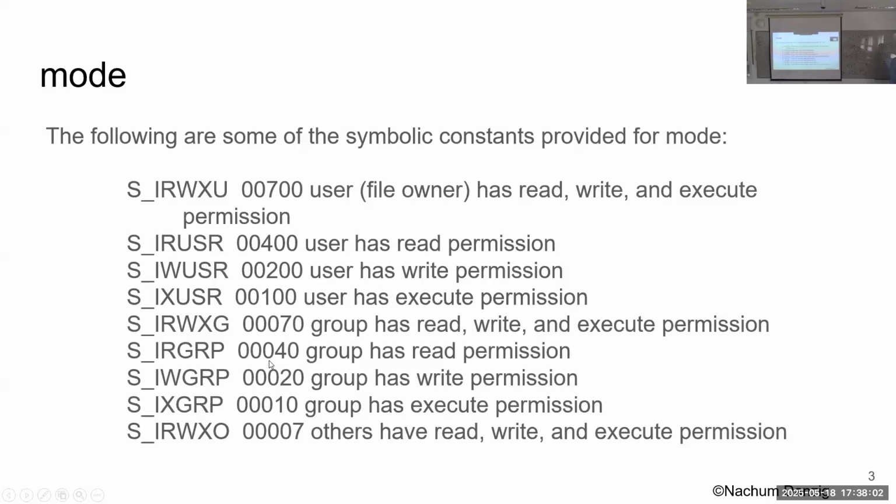This is group has read permissions. This is group has read, write, and execute permissions. So if I give it 7, it would be kind of redundant to say, I could do an OR with S_IRWXG and then OR it with S_IRGRP, but that would be silly, but it would compile, it would work.